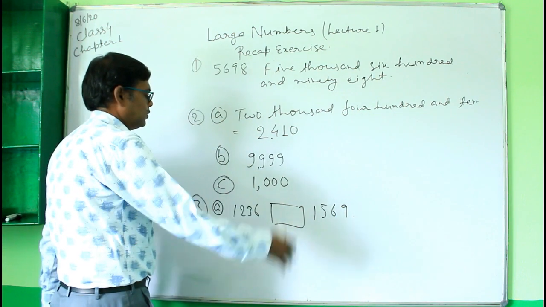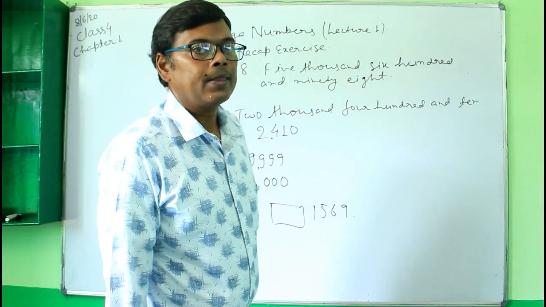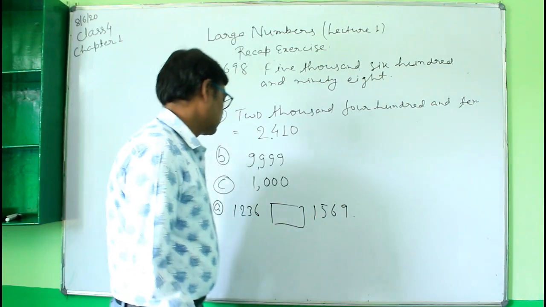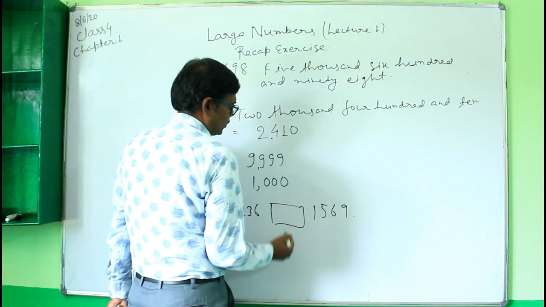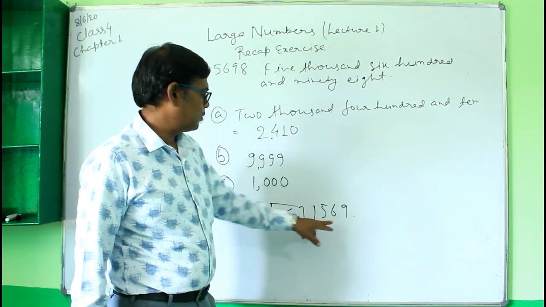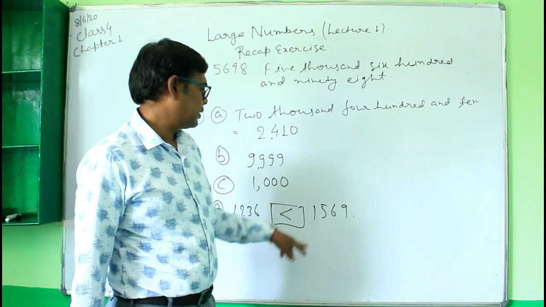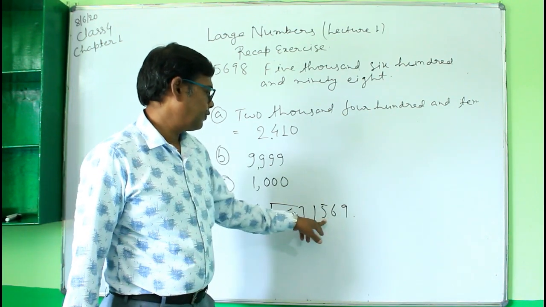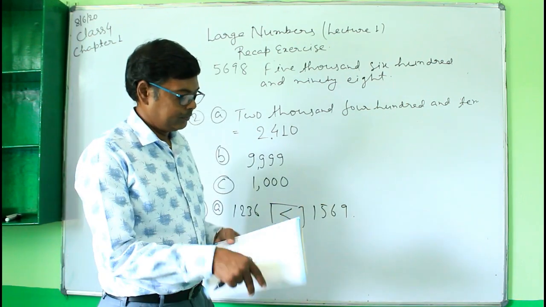Now in these two numbers, which number is bigger? Many of you would have guessed the answer. This number is smaller and this number is bigger, so you will put this sign here. This sign tells you that this number is bigger than this number, because at the thousands place it is 1 in both, but at the hundreds place it is 2 here and 5 here. So 5 is bigger than 2, that is why this number is bigger than this number.